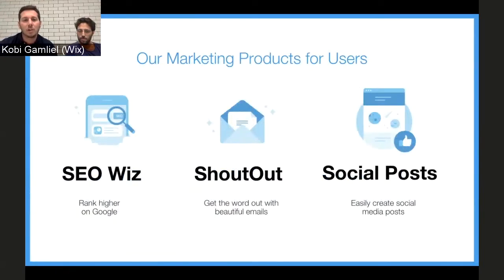These are the marketing features we have for our users. We have the SEO Wiz product that connects you with Google Search Console and makes you rank higher on Google. We have our email marketing tool called Shoutout with tons of beautiful templates that lets you send great emails with high deliverability rate and open rate. And our social post tool, which is live both on mobile and soon on desktop, where you can create social media posts and share them across social media, Facebook and Instagram.